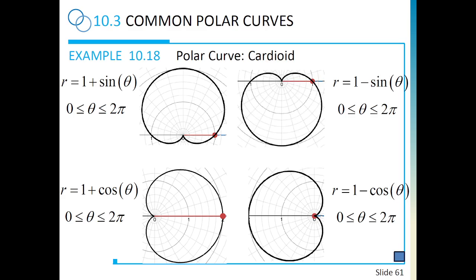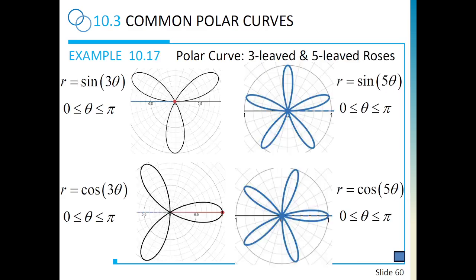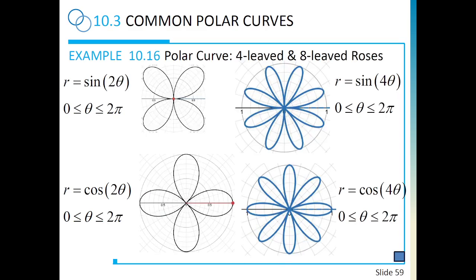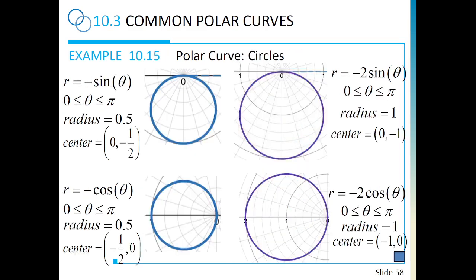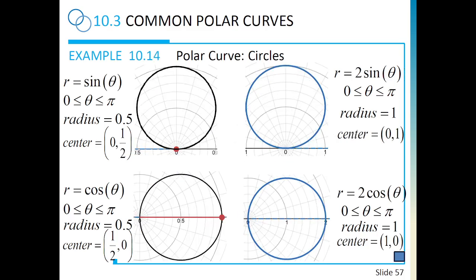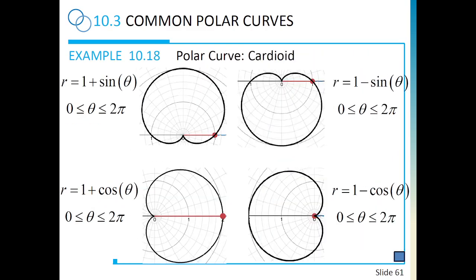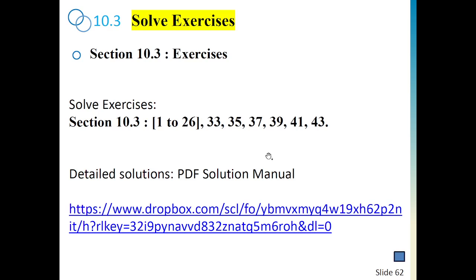So those are the curves that we need to remember essentially. These cardioids, roses with 3 and 5 and 4 and 8 leaves, just the shape generally, and the circles. Circles are very important because they are easy to remember also, so it's important to just memorize them a little bit. So those are the curves and some of the equations for us in polar coordinates. So you have several examples to solve, and in a different video I will be solving some examples also.